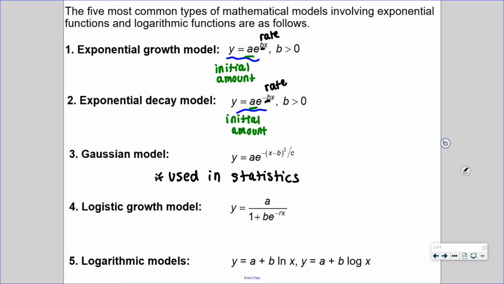Logistic growth model. This one's commonly used in populations to model.